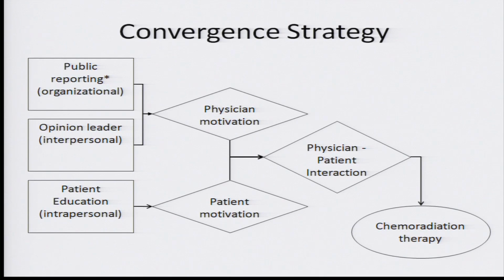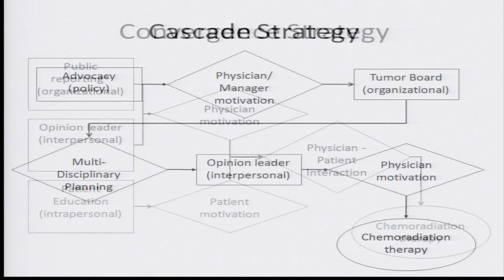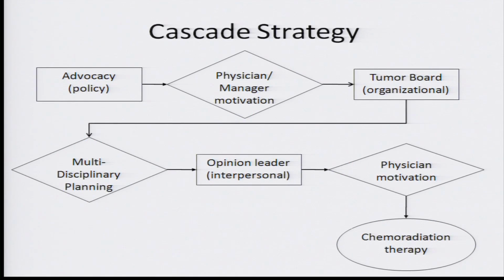interventions combine and flow. And I must say I had a little bit of concern about calling this the Cascade Strategy because it implies a trickle-down effect. But in fact, it's quite possible for the effect to trickle up.